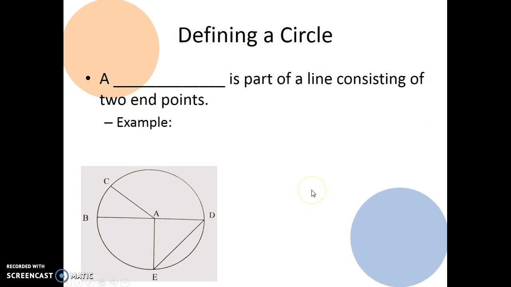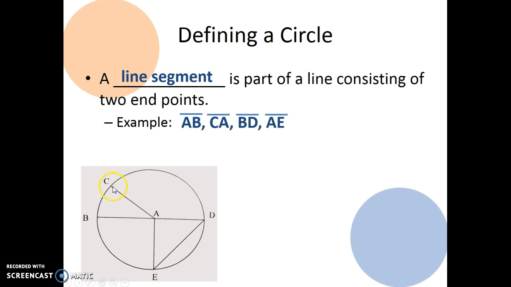A line segment is a part of a line consisting of two endpoints. So, for example, I have a bunch of line segments on this circle. I have line segment AB, and that goes from here to here. I have line segment CA from here to here, line segment BD from here to here, and line segment AE from here to here. Okay, so what you need to remember about line segments is they're just portions of lines.